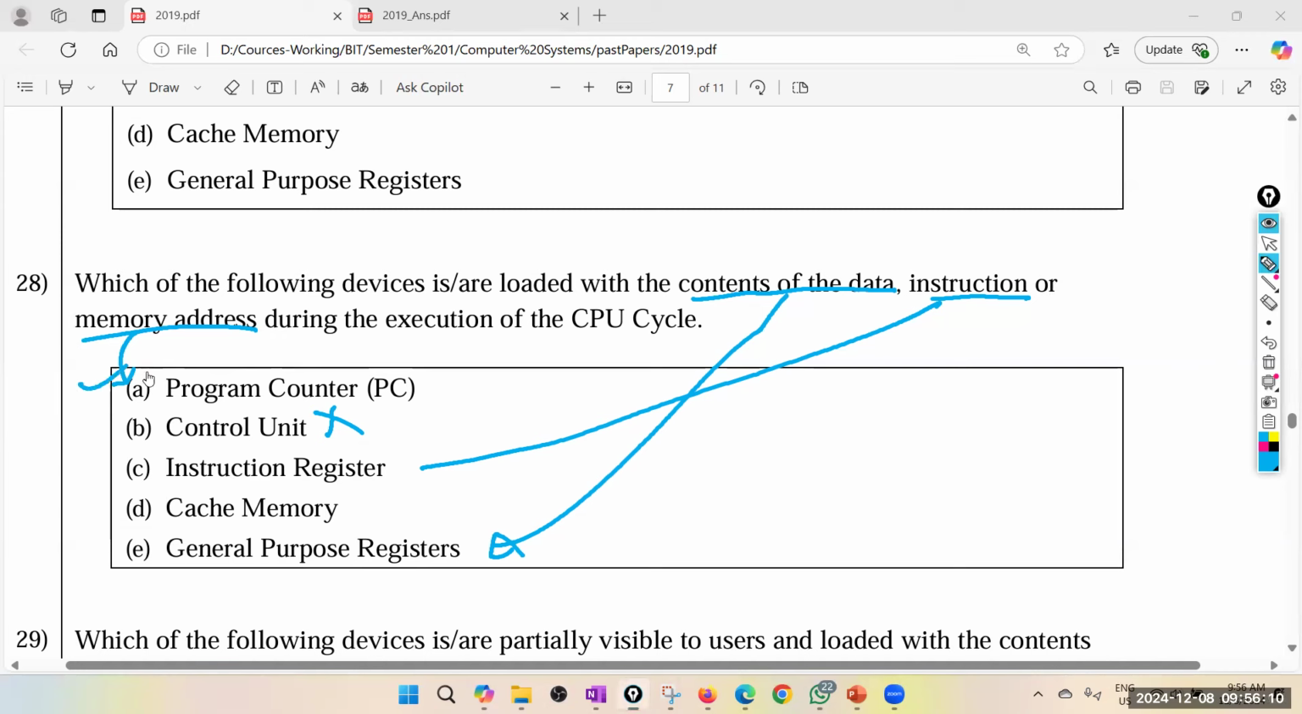Therefore I'll go for A, C, E, and of course because in the previous one the examiner did not take cache memory, but in the exams of course you don't have that kind of visibility. But now I have that kind of visibility, therefore maybe I will not go for cache memory.